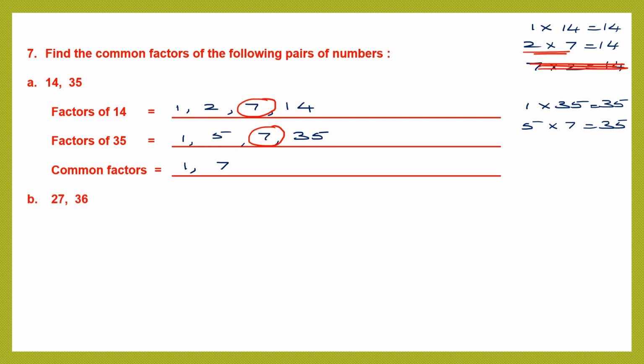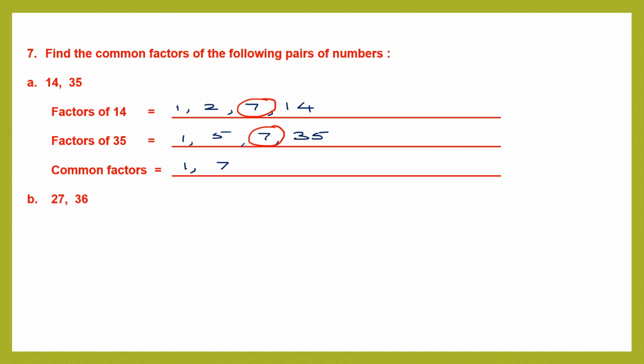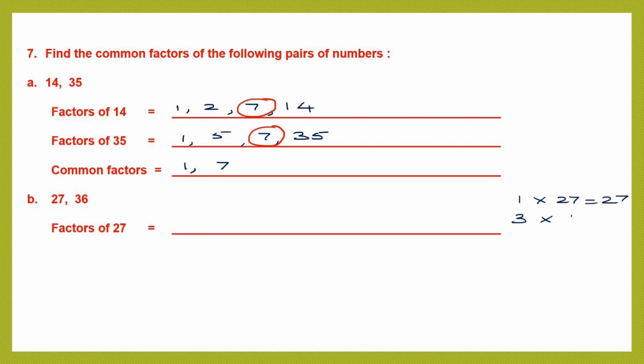Next, we have 27 and 36. To find the common factors of 27 and 36, first we have to find the factors of 27, then we have to find the factors of 36. So let's begin. Factors of 27. So what are the numbers that will give you 27? 1 into 27 is 27. What else will give you 27? 3 nines are 27. So that's all. Nothing else will give you 27. So the factors are 1, 3, 9 and 27.